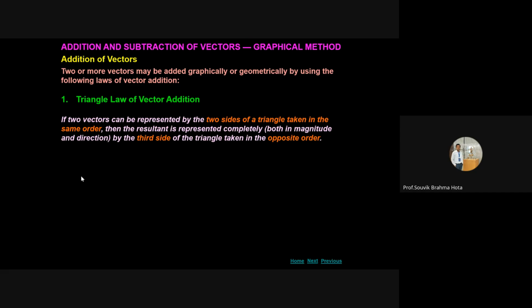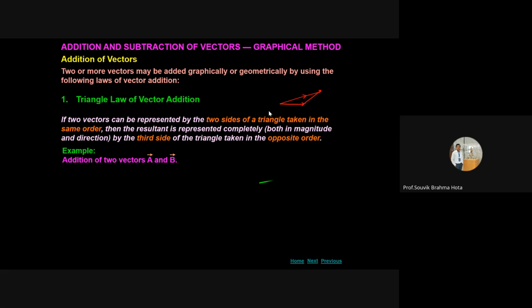If two vectors are represented by two adjacent sides of a triangle, taken in the same order, then the resultant is represented completely by the third side. If you see that triangle law, this is one side, this is another side, so the third side in the opposite direction will give you the resultant.